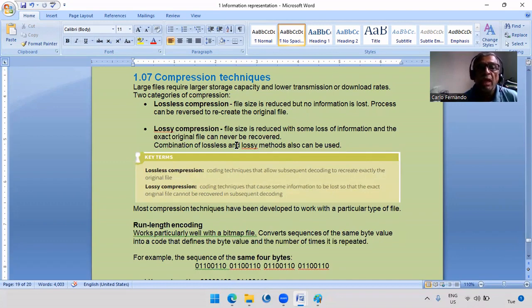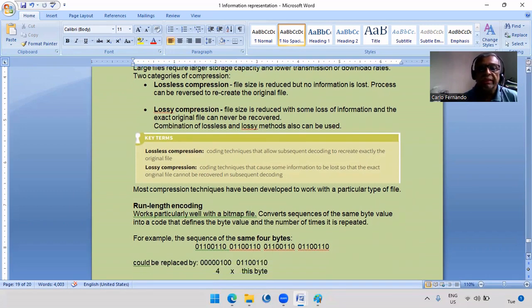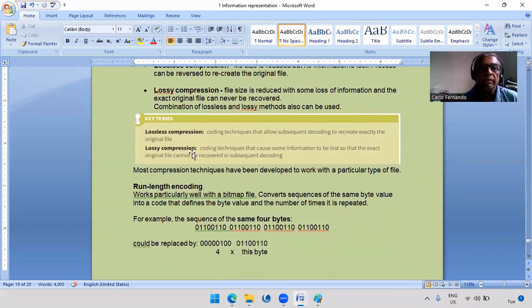But in lossy compression, file size is reduced with some loss of information, and the exact original file can never be recovered. A combination of lossless and lossy methods can also be used. The lossy you can't recreate for any reason. If you want the original file, you can't.